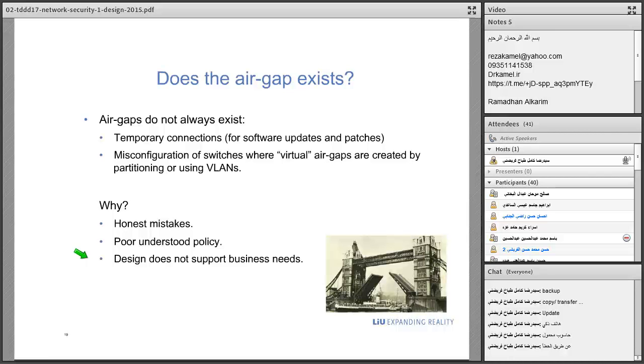For example, when you have specific needs that the design does not support, you try to bend the rules, okay. It means that the user will break the law, okay, if the law does not meet the user's requirements.